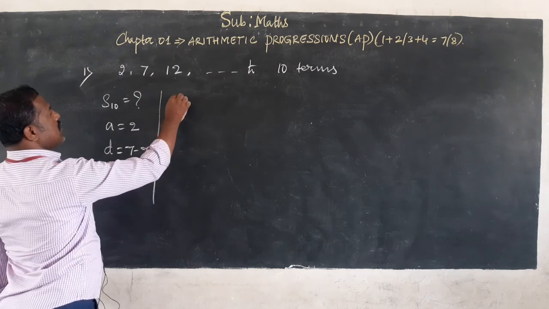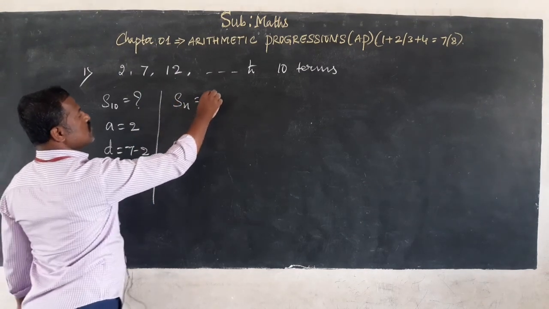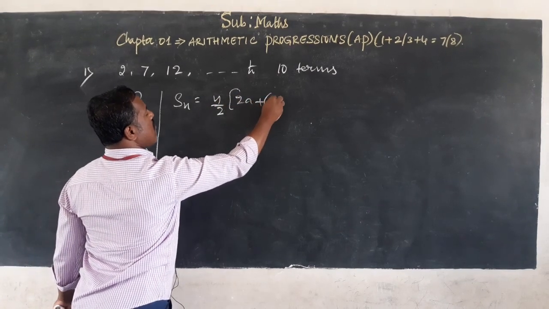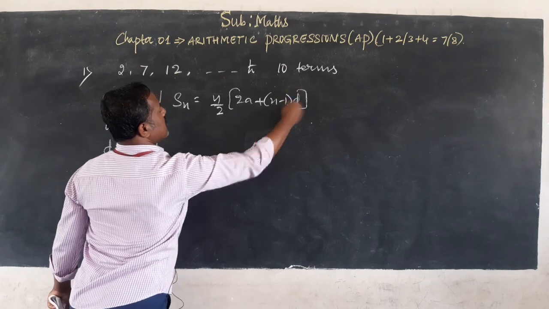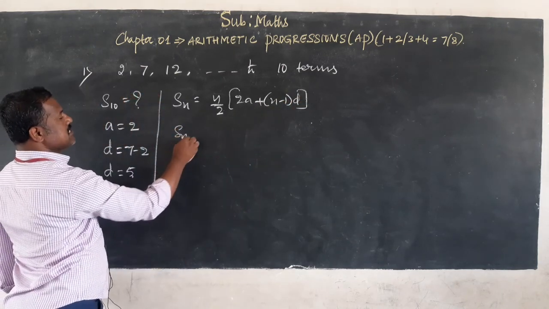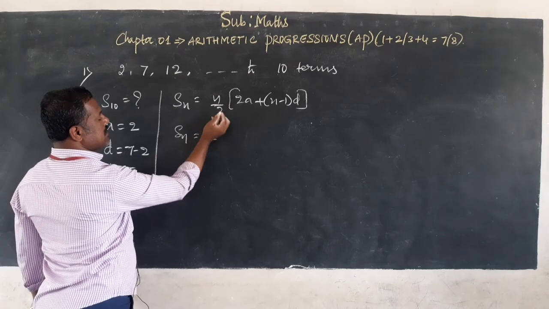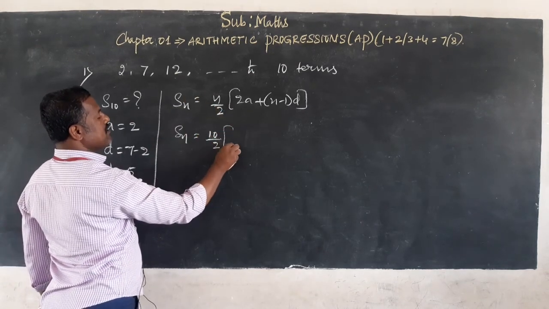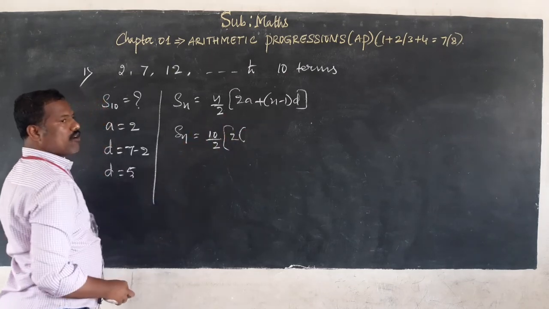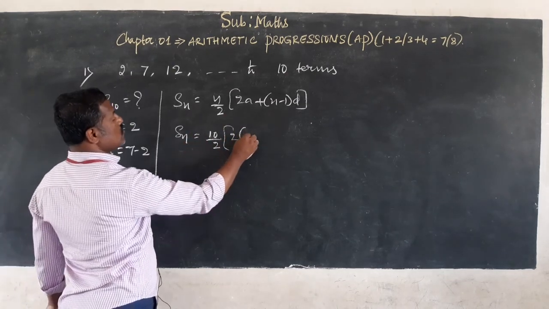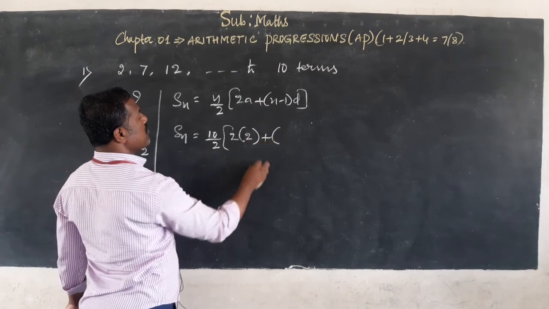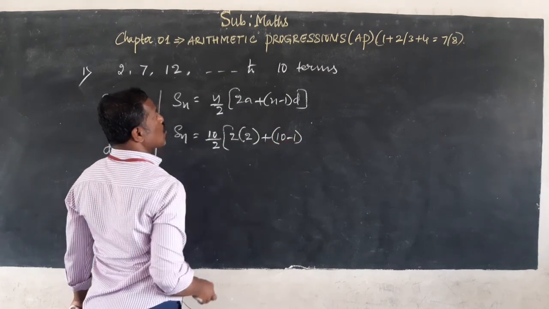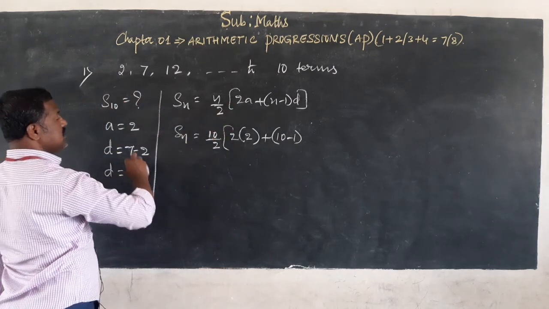So we have a formula, that is Sn is equal to n by 2 open the bracket 2a plus (n minus 1) into d. Understand? That is Sn is equal to n by 2. What is the value of n? 10. That is 10 by 2, open the bracket 2, open the bracket, the value of a is 2, close the bracket, again open the bracket, the value of n is 10 minus 1, close the bracket. The value of d is 5.